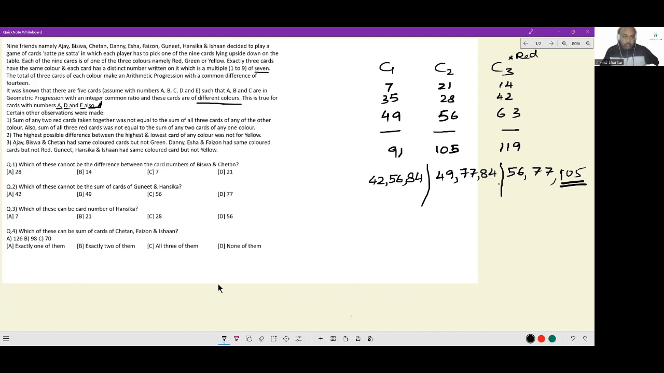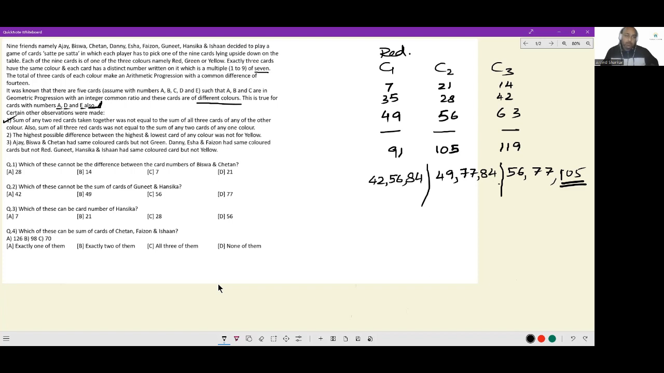Additionally, we are told also sum of three red cards was not equal to sum of any two cards of any one color. Which is to say this 105 also cannot be red. This also cannot be red. So if C2 cannot be red, C3 cannot be red. This has to be red. This is known as a guarantee. Don't have to write this down separately now. Next thing. This point is taken care of.